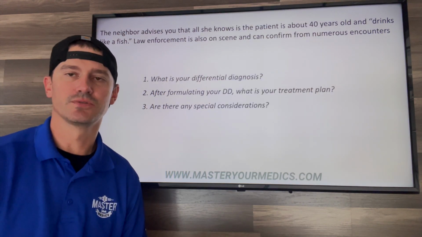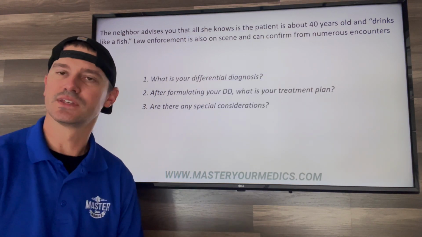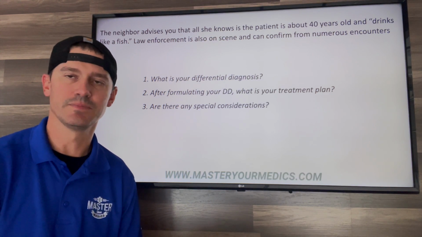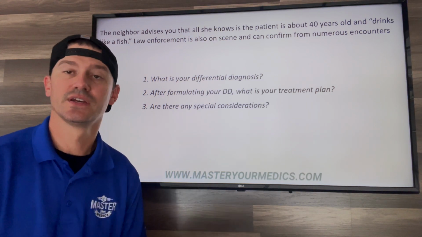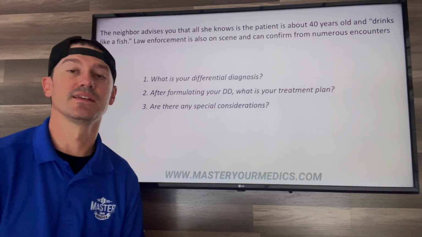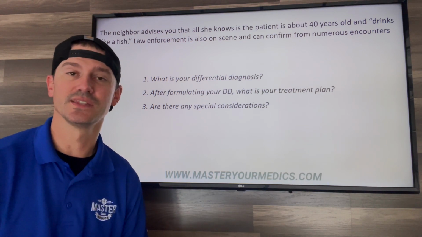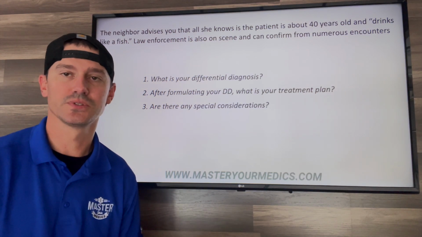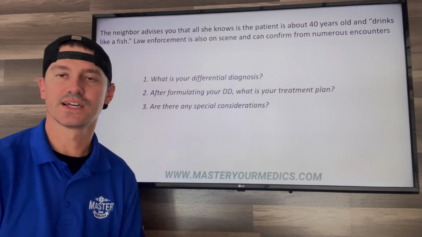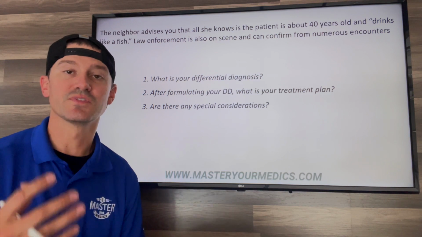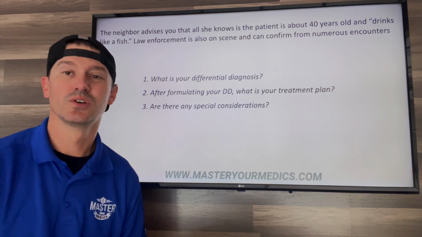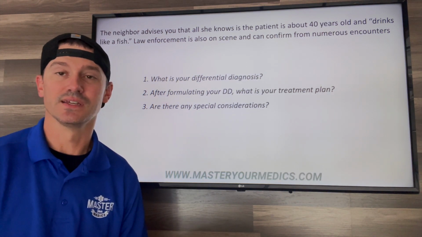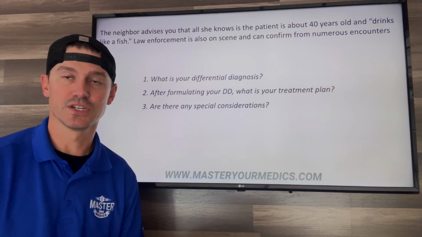So the questions that arose after getting that notification from the neighbor that the patient drinks like a fish, and law enforcement are on scene and are confirming this same story, that they have had encounters with her and know of chronic alcohol abuse. So what are going to be our differential diagnoses in this? Once we've got that differential diagnosis, what's going to be that treatment plan and any special considerations for this patient?